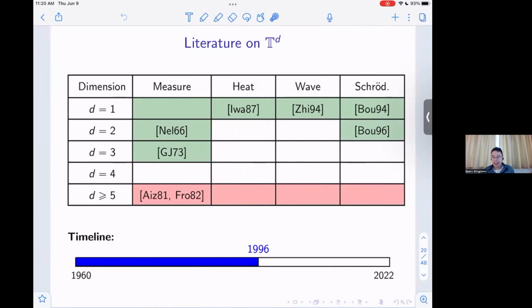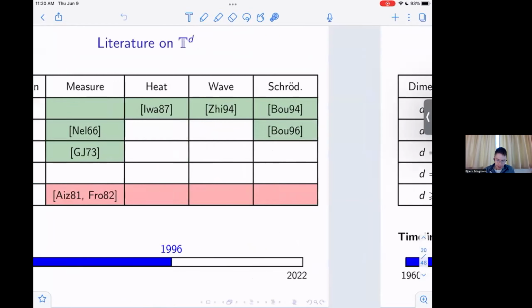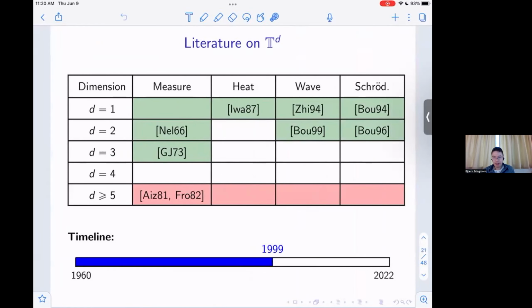Okay. He also wrote down the wave case as a theorem in one of his lecture notes, so I'll also attribute it to him. And I would guess that he was aware of the heat case, but as far as I know, he never wrote it down. And this was actually treated independently by Da Prato and Debussche, so I'll attribute it to them.